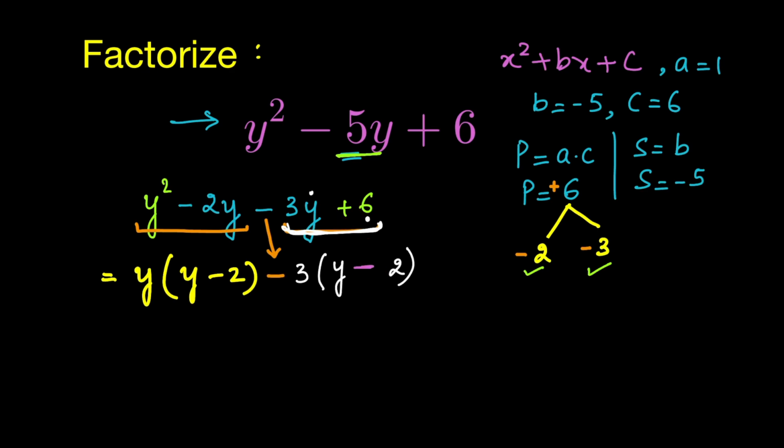Now you can see y - 2 is again common, so we can factor it out. So what is left? This is y, and this is 3, and don't forget to put the minus. So these are the factors: (y - 2) times (y - 3).